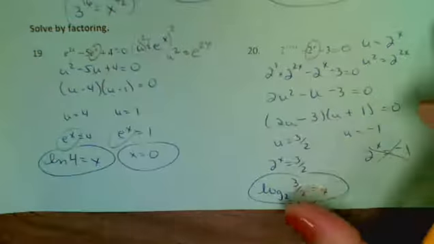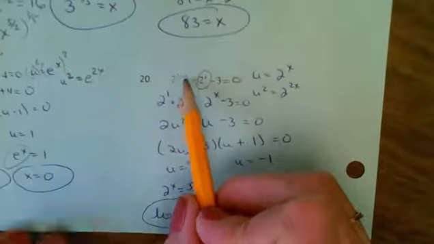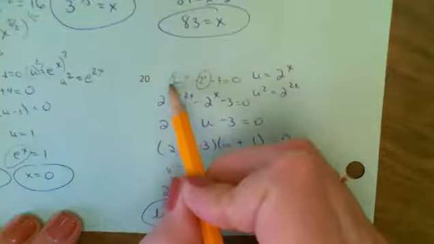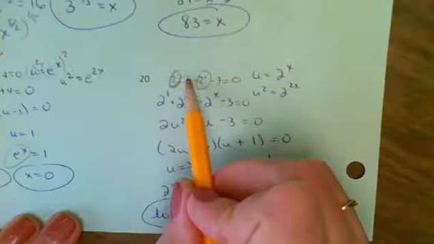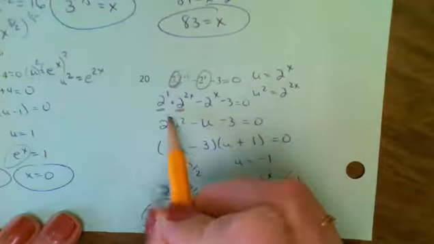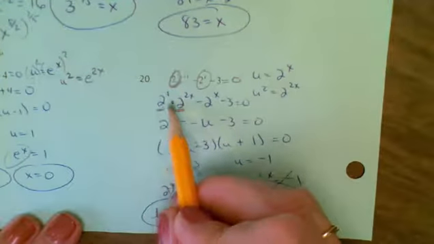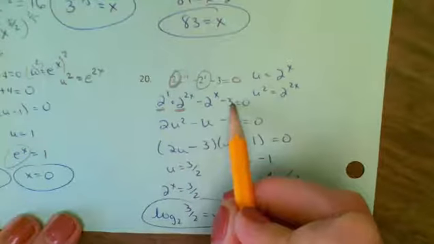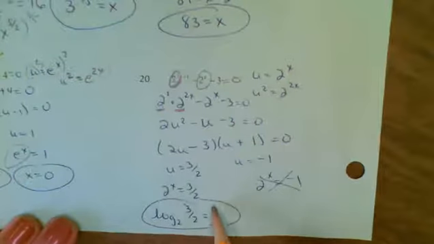This one was a little trickier because you had this 2x plus 1, but again, if you know that 2 to the 2x is u squared, you have to look at this 2x plus 1 and say, how do I get 2x plus 1? Well, that's 2 to the first times 2 to the 2x. That would be 2 to the 2x plus 1. So now I have 2u squared minus u minus 3 equals 0. And now I can go through and solve again just like I did before.